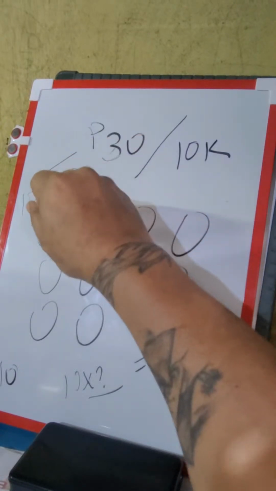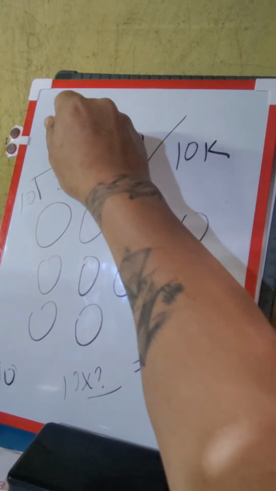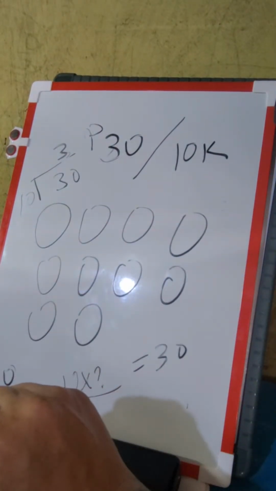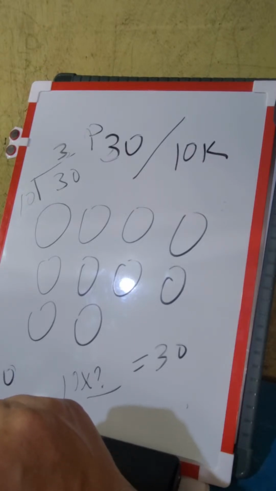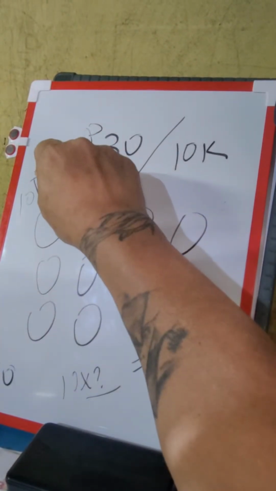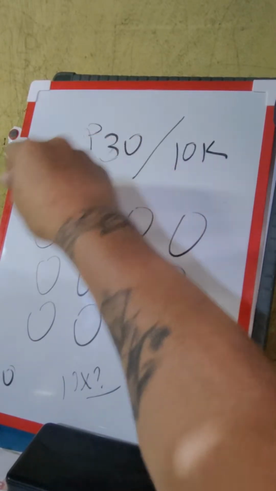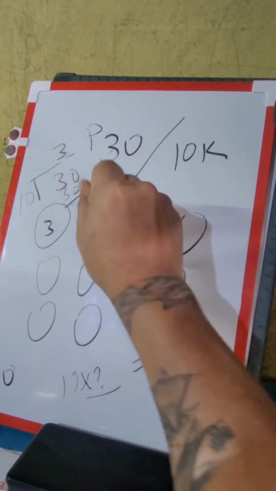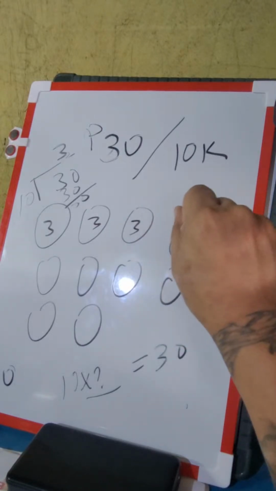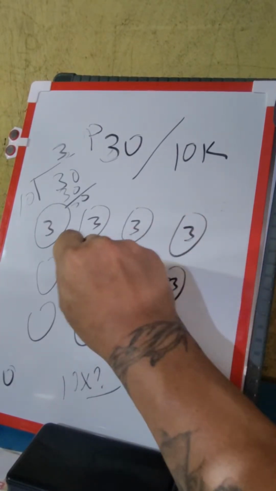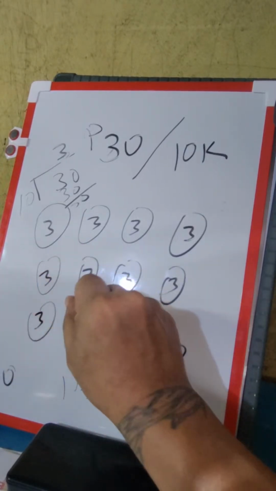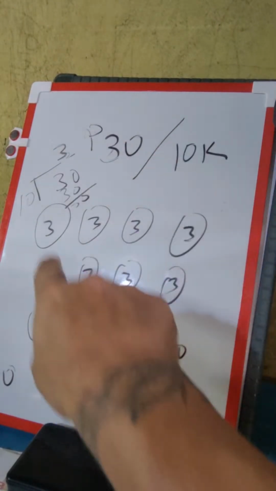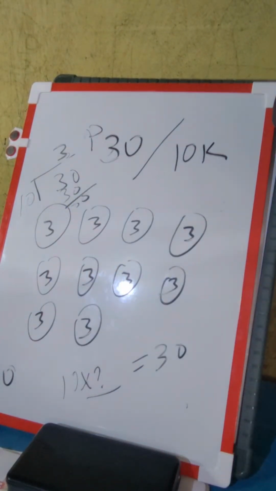Why? Look, 3 times 10 is how much? 3 times 10 is 30. So 3 times 10 is 30. So look, 3 pesos, 3 pesos, 3 pesos, and so on for all ten. So every kuya, all 10 kuyas are going to get 3 pesos out of the 30 pesos.